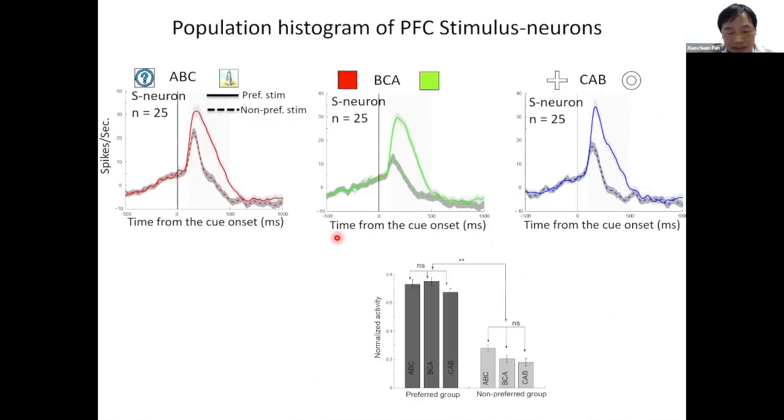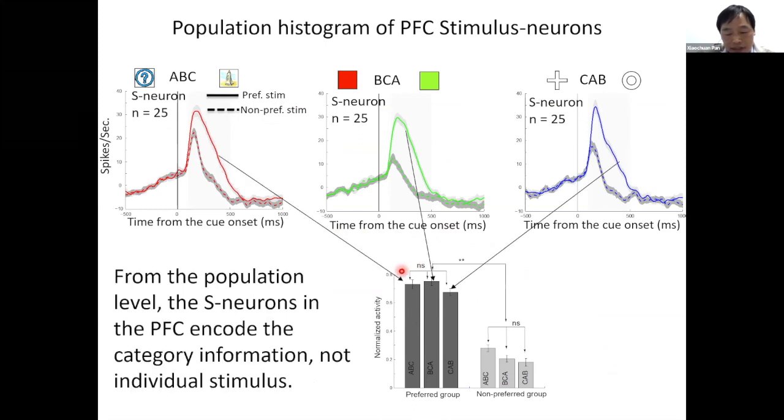This figure just shows the population activity of those S neurons. The S neurons can discriminate the preferred group from the non-preferred group, but they cannot discriminate each item within each group. So we say the S neuron may include the category information, not the individual stimuli.